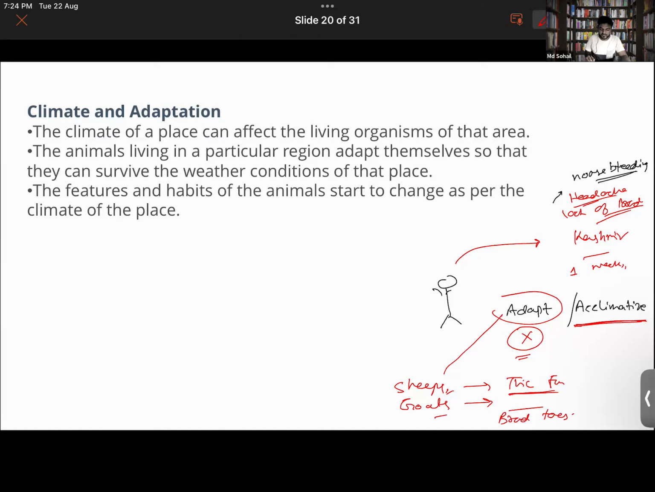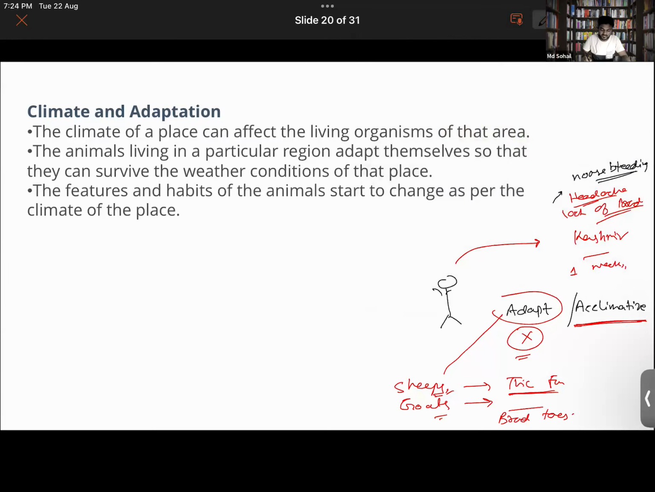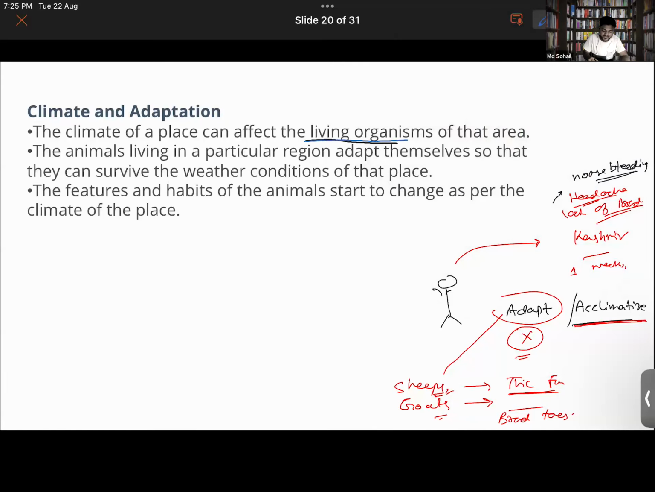Okay, that is a different thing. Our body will basically do a temporary adjustment and it will help us to survive there. That is called acclimatization. So here we can see the way the climate of a particular place can affect our lifestyle, our body, and it will determine the type of life that can survive in that region.